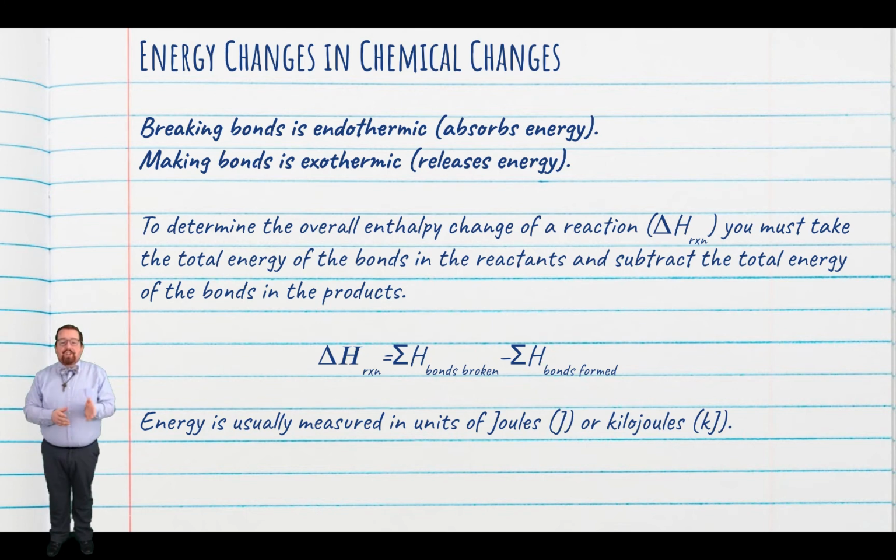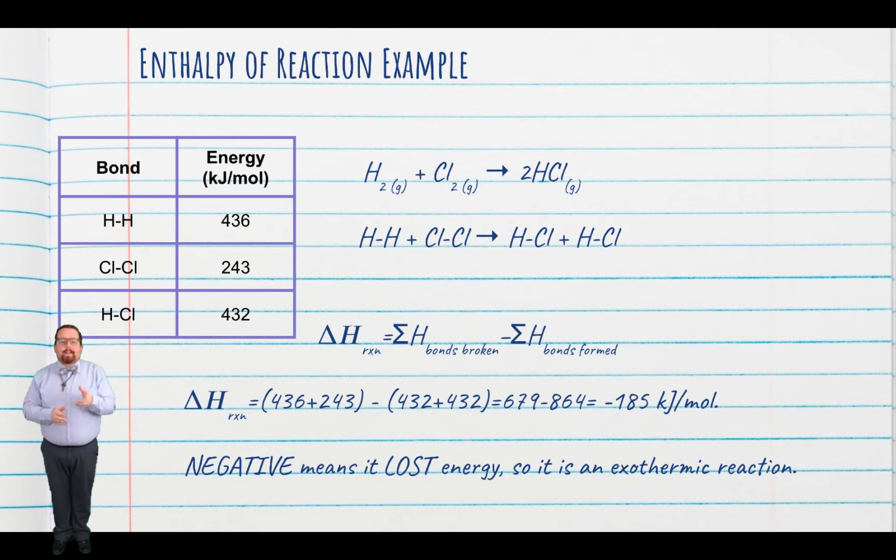So to figure out the change in enthalpy for a reaction, you look at the total energy of all the bonds in the reactants, the ones that will be broken, and then subtract from that the total energy of all the bonds in the products, the ones that will be formed. This gives you an overall enthalpy change. If it's positive, the reaction is endothermic because it gained energy. If it's negative, it's exothermic because it lost energy. Side note, if you didn't already know, we measure energy in units of joules, or sometimes, if they're really big numbers, kilojoules. So let's do an example of that.